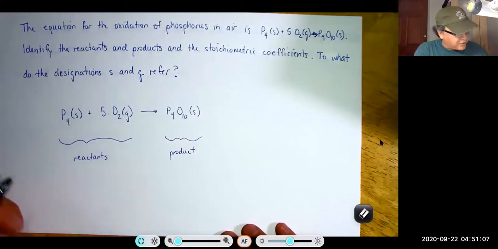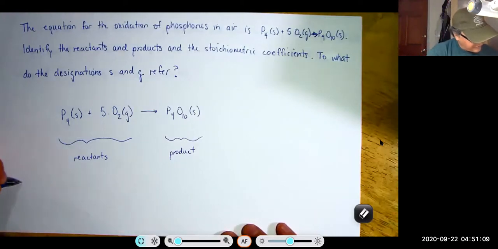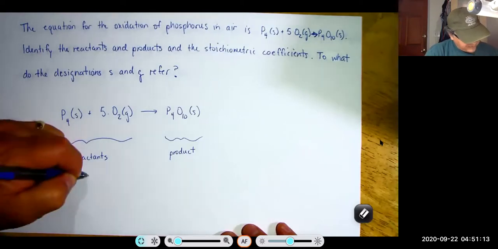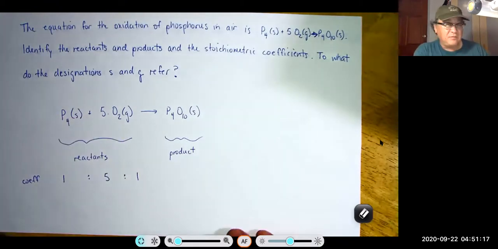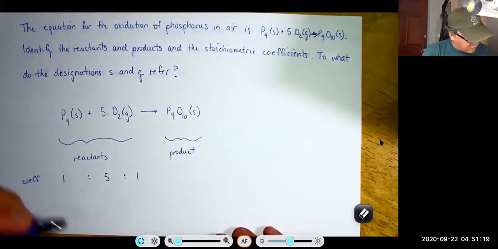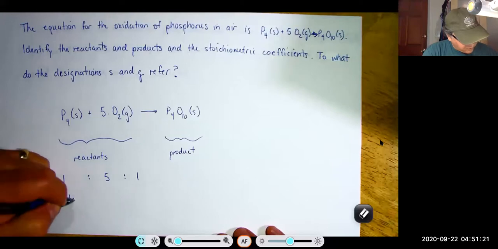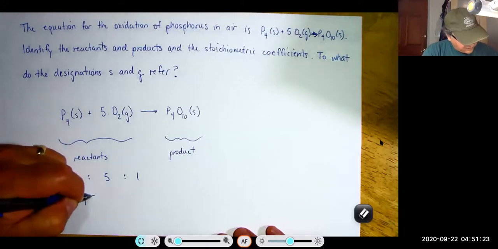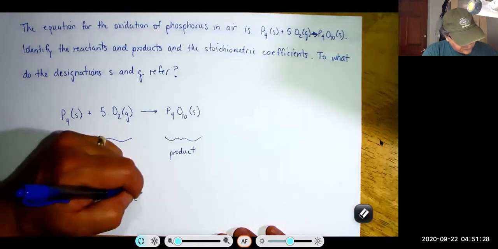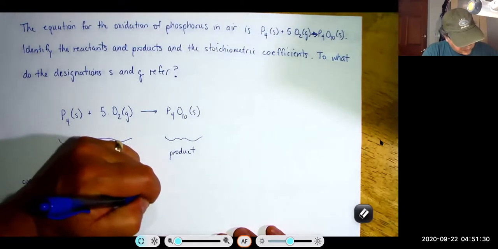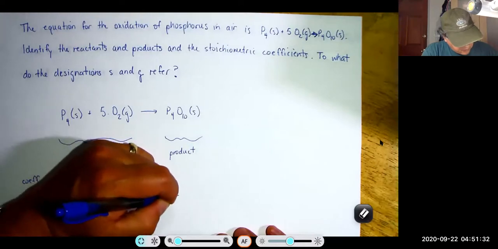What are the stoichiometric coefficients? They are 1 to 5 to 1. And a better way to write this would be 1 mole of P4 to 5 moles of O2 to 1 mole of P4O10.